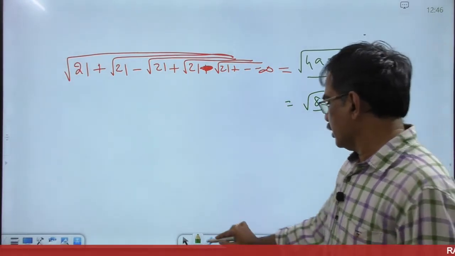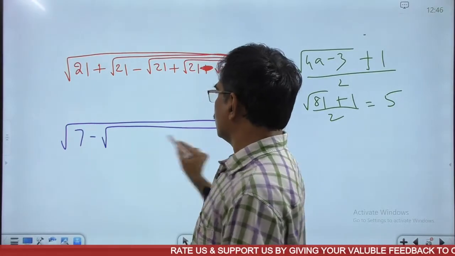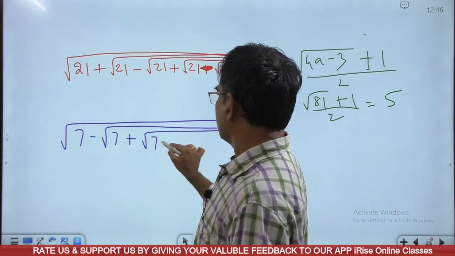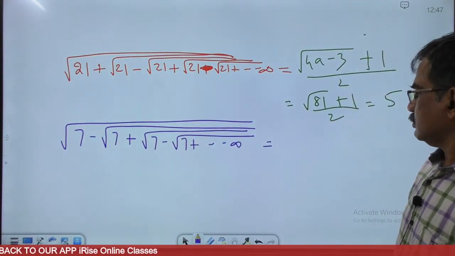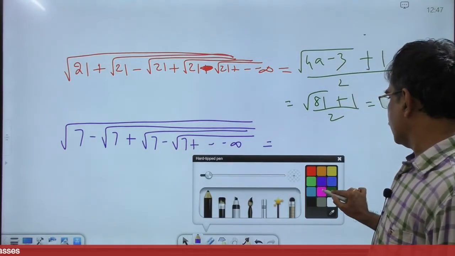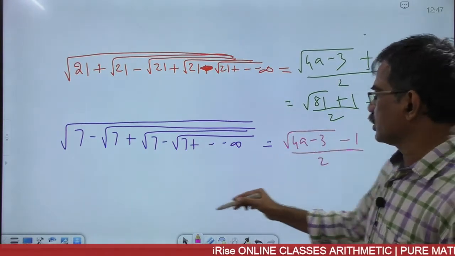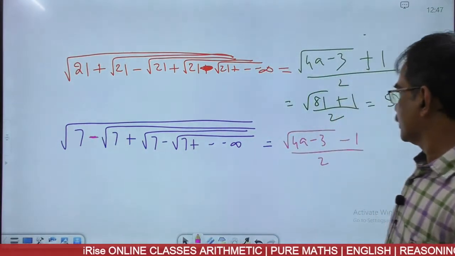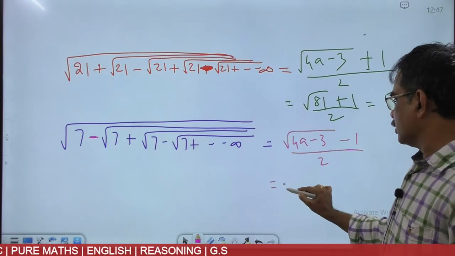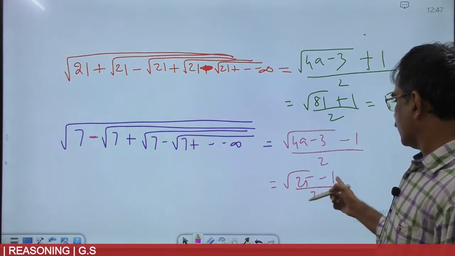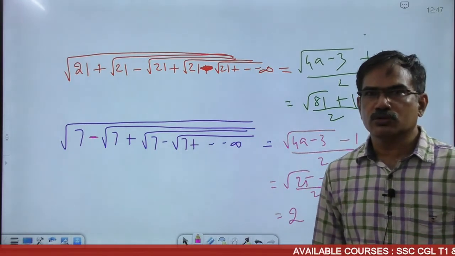Okay. Similarly, the question is like this. If the question is root of 7 minus root of 7 plus root of 7 minus root of 7 plus and so on up to infinity. So here the formula is root of 4a minus 3 minus 1 by 2, starting with minus, where a is 7, 7 fours are 28, 28 minus 3, 25. This is root of 25 minus 1 by 2, 5 minus 1, 4 by 2 is equal to 2.